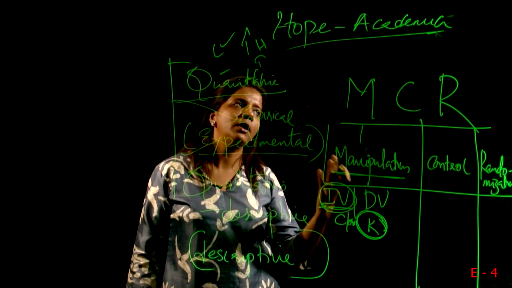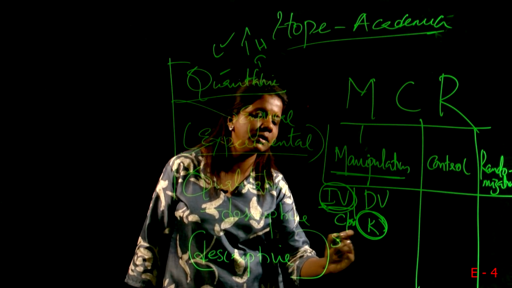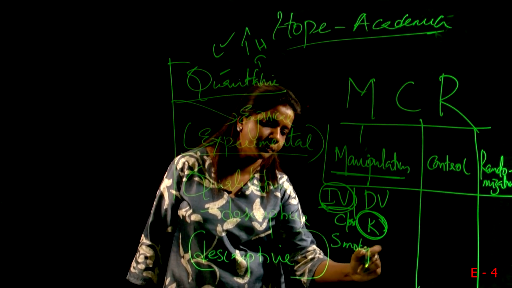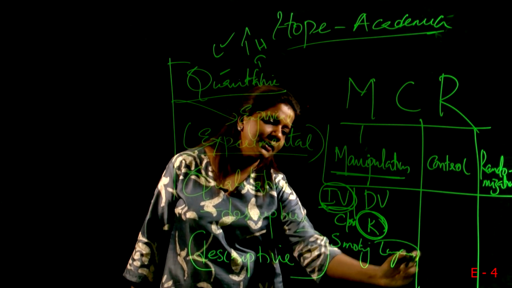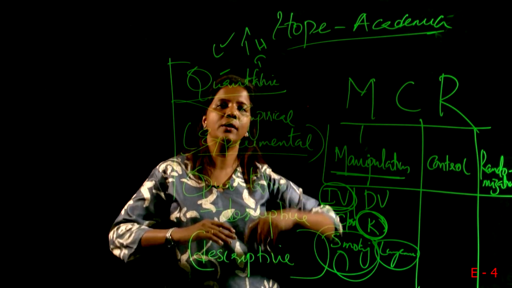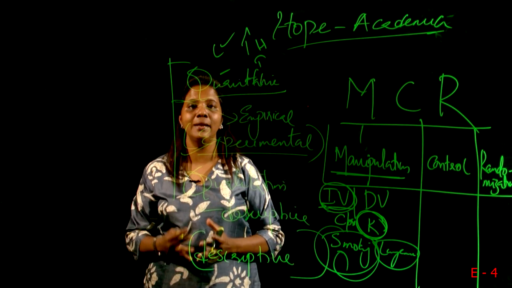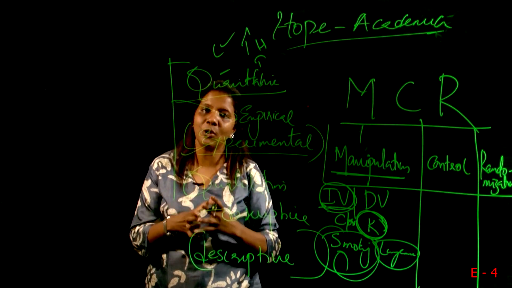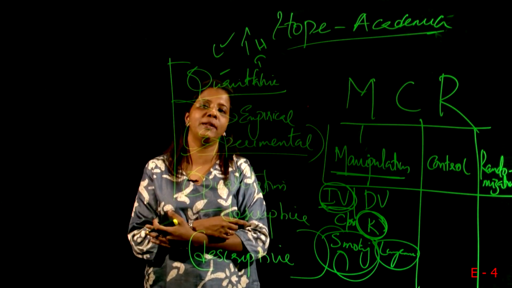Okay, so I would give one more example from medical science. Smoking causes lung cancer. So which is the dependent variable? Lung cancer depends on smoking, right? So smoking has the power to increase or decrease the incidence of lung cancer. So manipulation is nothing but the ability or capacity of the independent variable to bring an impact on the dependent variable.